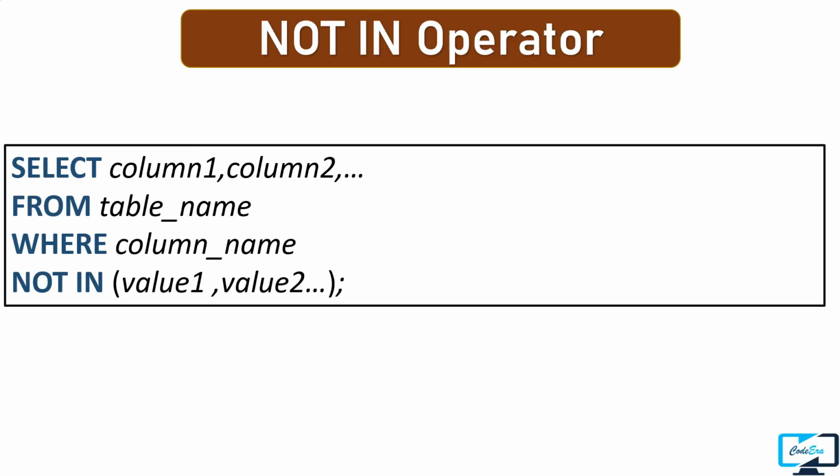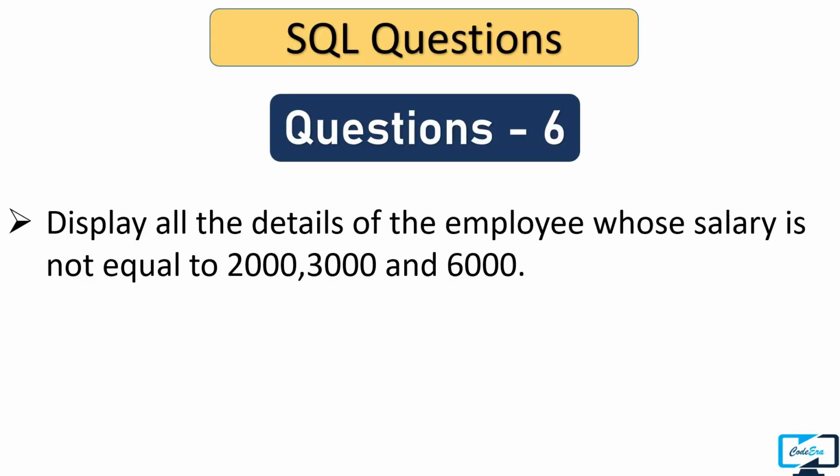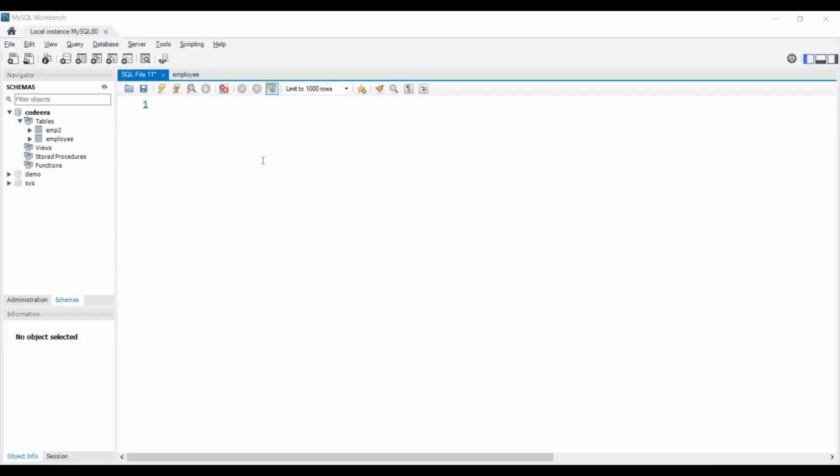This is the syntax to use the not in operator. We just have to write the not keyword before the in operator, and the rest of the query will be the same as before. Now let's solve a question using the not in operator. Our question is to display all the details of the employees whose salary is not equal to 2000, 3000 and 6000. Let's solve our query.